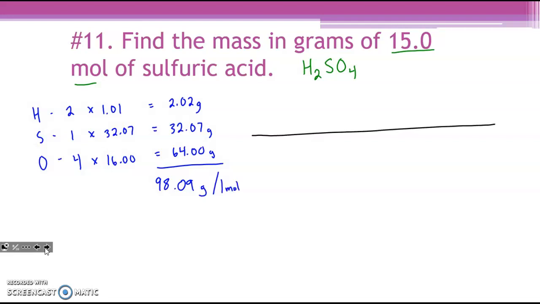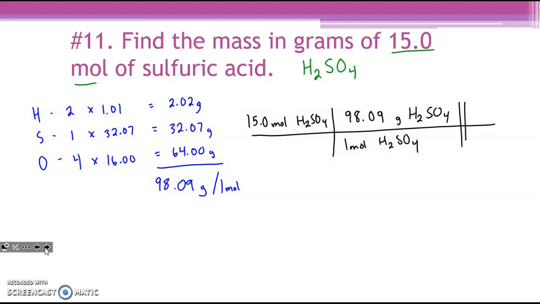So let's convert. I'm starting with 15.0 moles of H2SO4. For every 1 mole of H2SO4, I have 98.09 grams of H2SO4. When I calculate, final answer, 1,470 grams H2SO4.